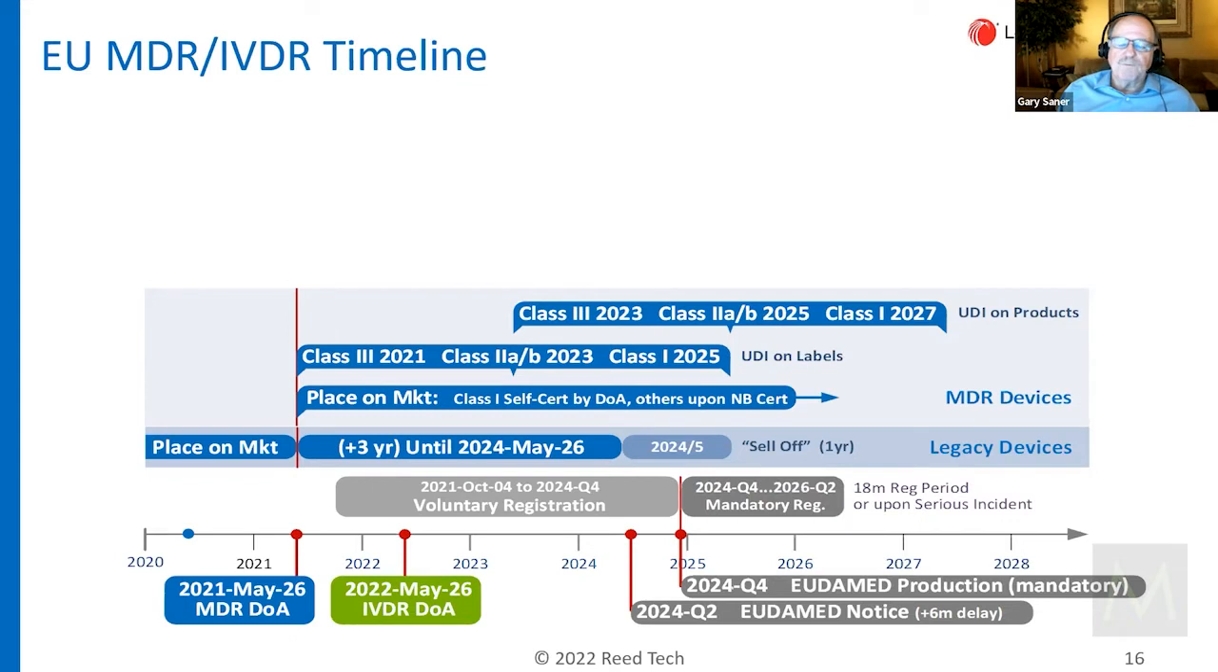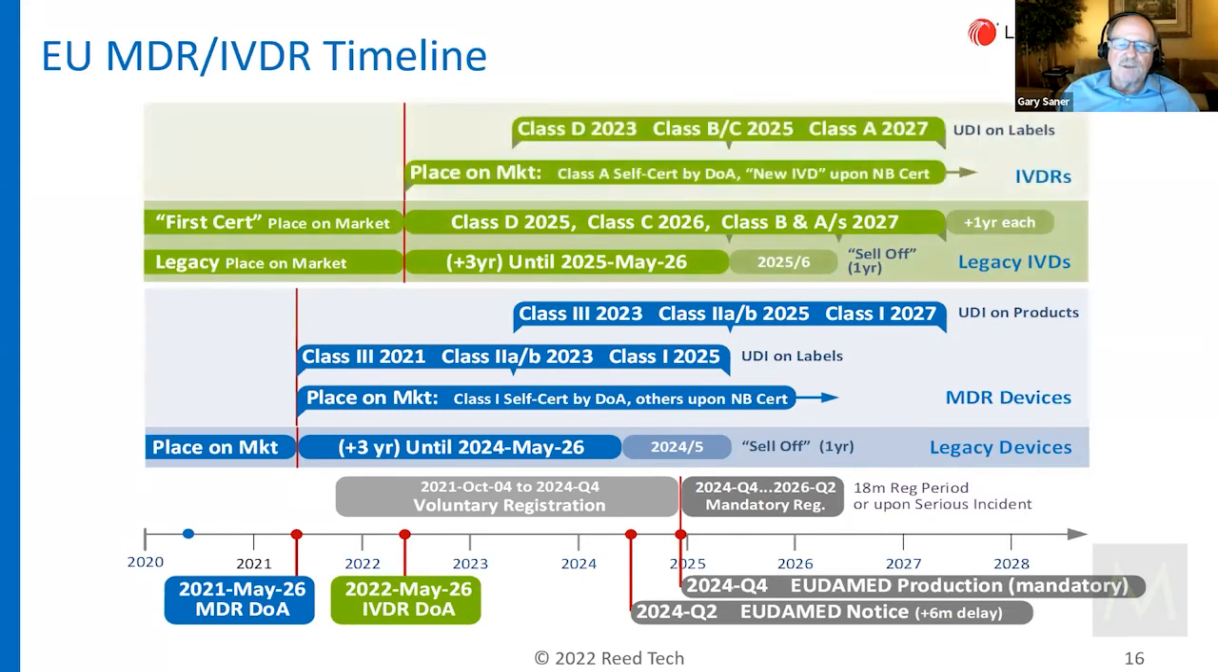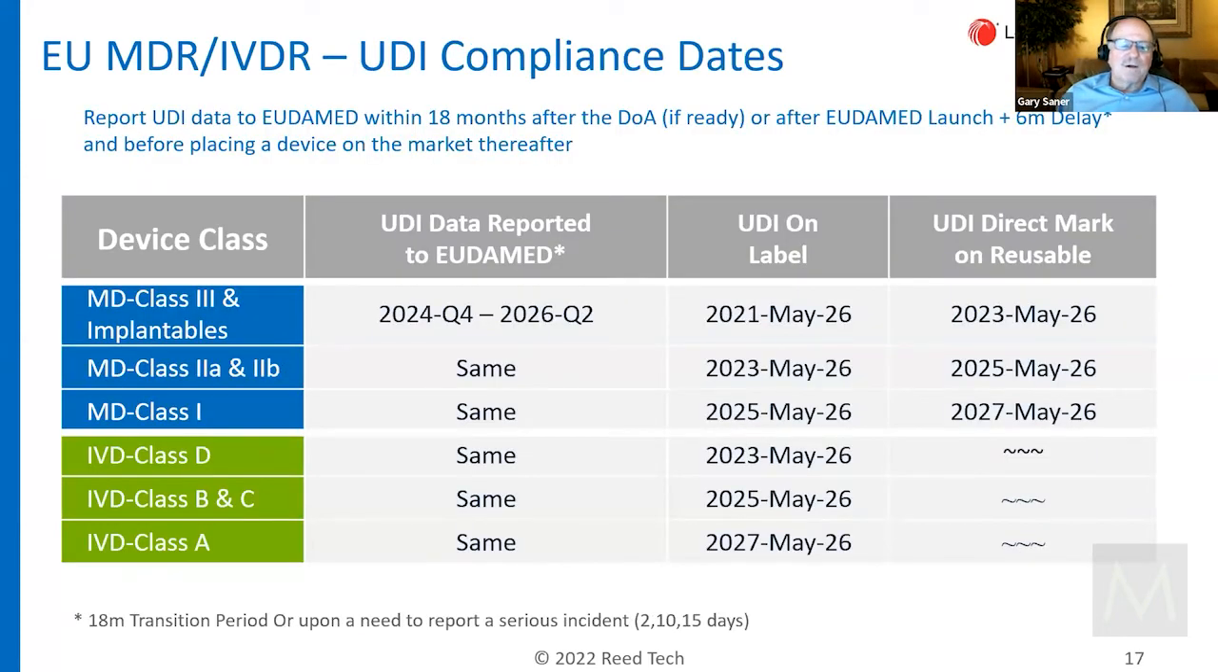Now, we won't take the time to go into it, but this whole conversation needs to be repeated for in vitro diagnostics, and the scheduling and timing is unique for that particular group. For those that like the chart, here's your chart. You simply look up your particular device class. Do you have a medical device or an in vitro diagnostic? Look at the dates for reporting, the dates for UDI on the label, and in the event that there's direct marking, there you go. So any quick questions on that before we move on?